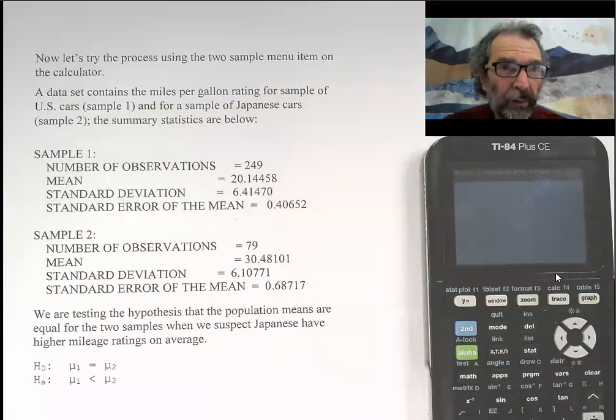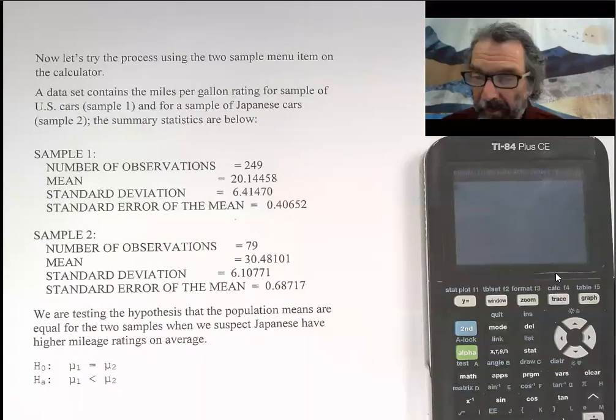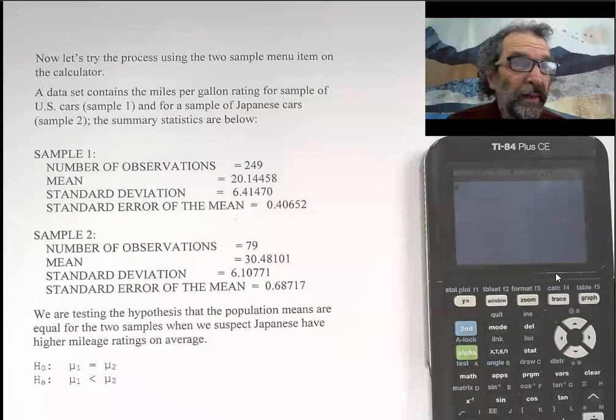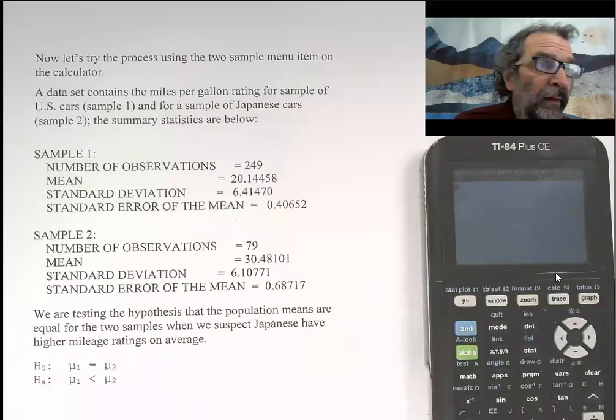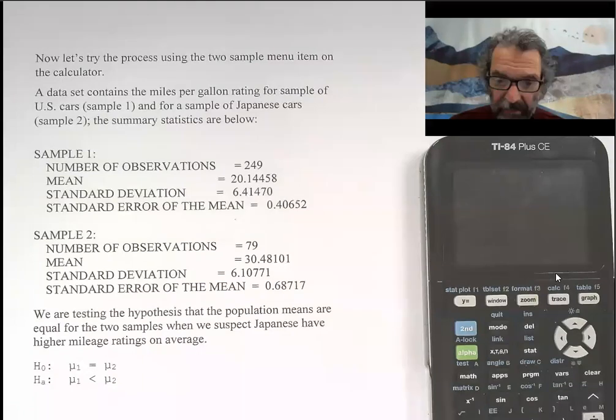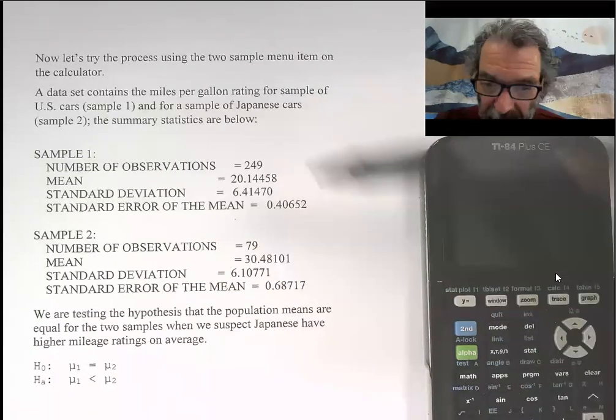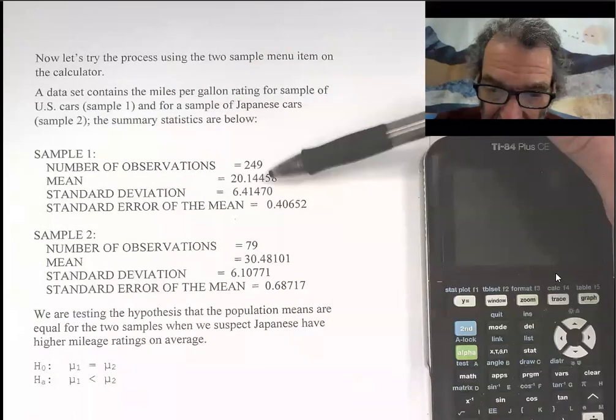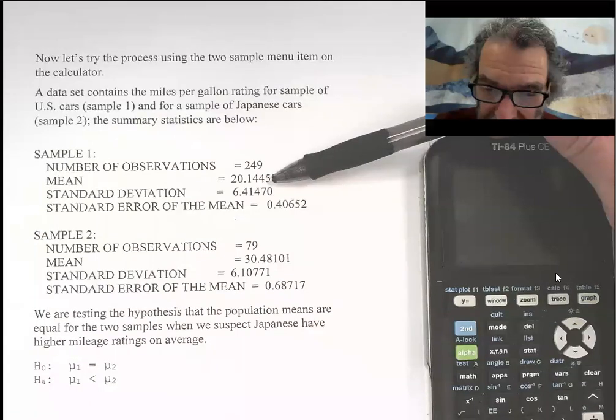So we're going to enter this information into the calculator and do a 2-sample T test for the gas mileage of US cars and Japanese cars from this data. So here's the number of cars. Here's the mean mileage. I guess that's US cars.